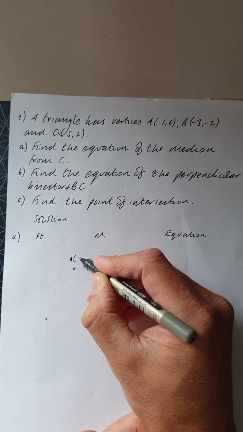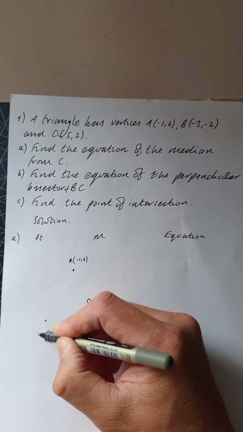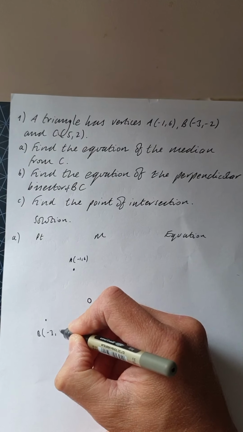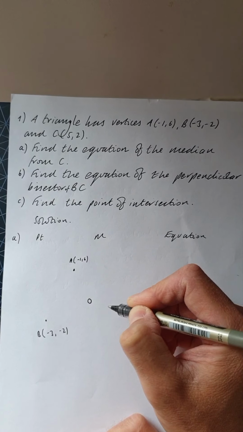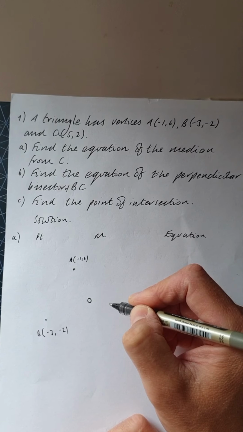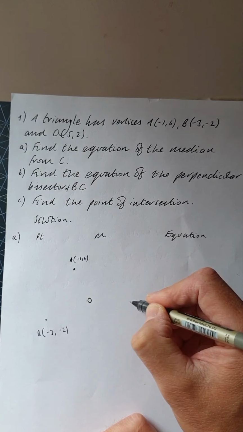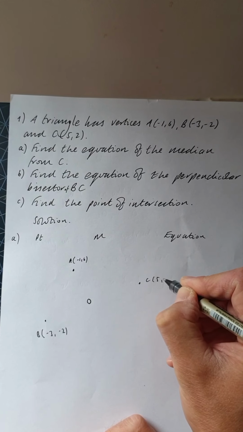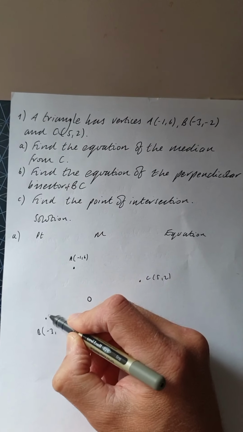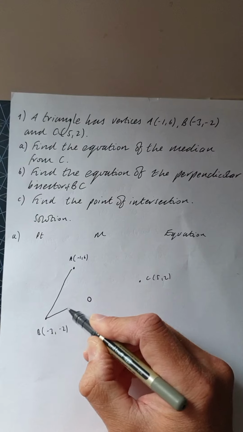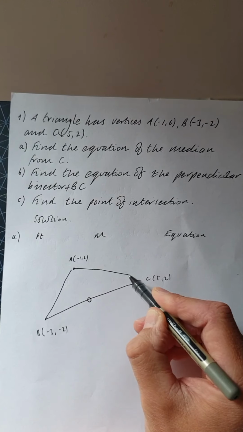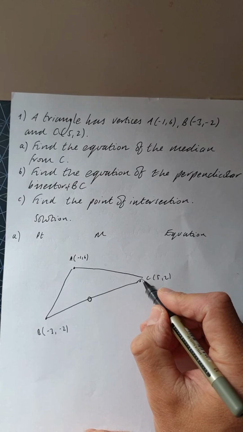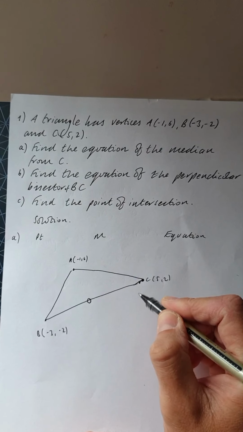So that's A, which is -1, 6. This is B, which is -3, -2. And then we have C, which is 5 along, 2 up. So somewhere about there. Okay, so just a quick sketch gives me an idea of what I'm dealing with, and it also allows me to annotate the sketch, and you can see it's not perfect. Okay, I'll just move that there.